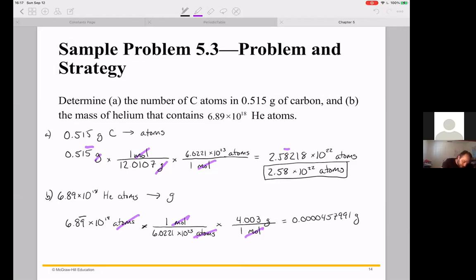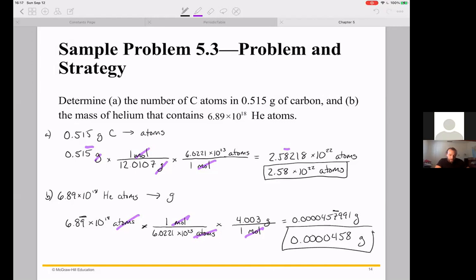And now I just need to make sure to report my answer to 3 sig figs. Remember, all these leading zeros don't count. So I'm going to round it to that position there. So 0.1, 2, 3, 4, 4, 5, 8 grams.